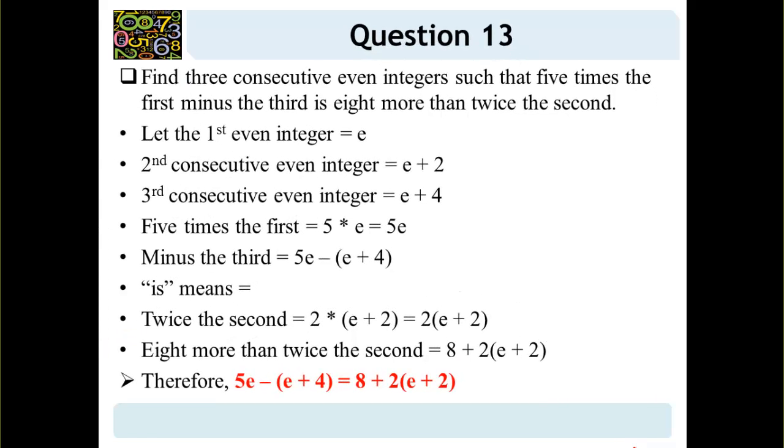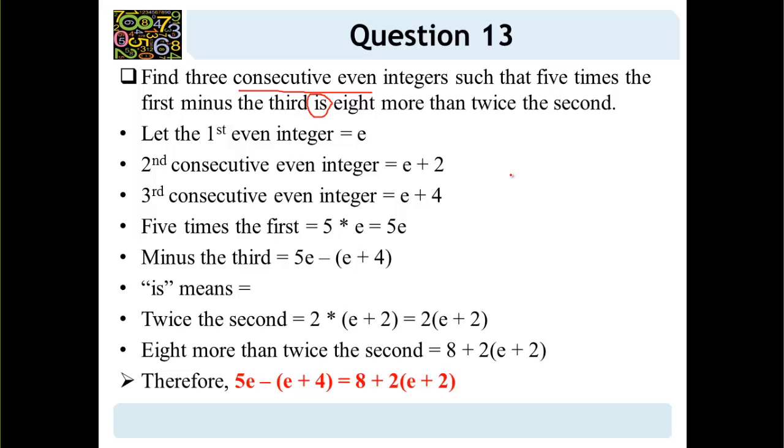Question 13. Find 3 consecutive even integers such that 5 times the first minus the third is 8 more than twice the second. So what do we do here? We first of all identify the "is." The "is" is the equal sign. It separates the left hand side from the right hand side.